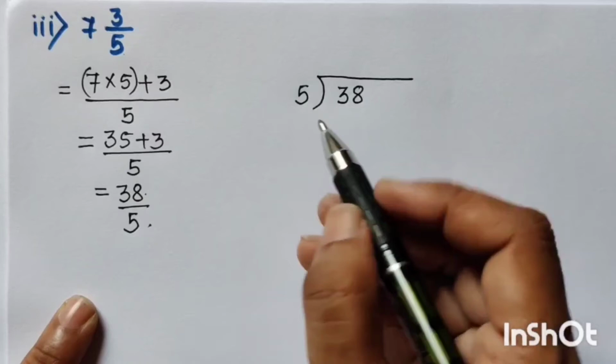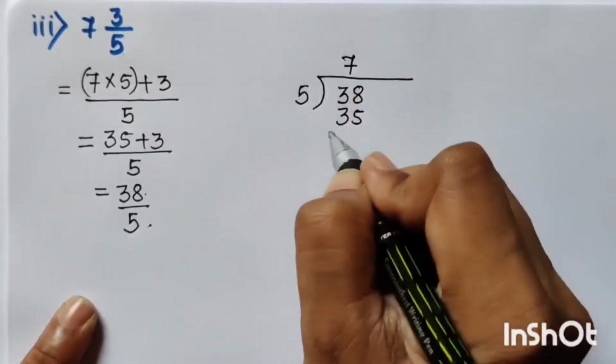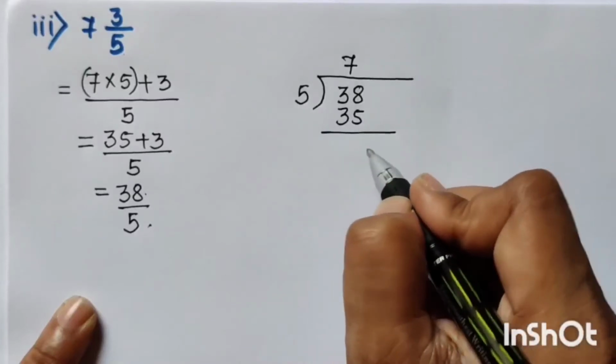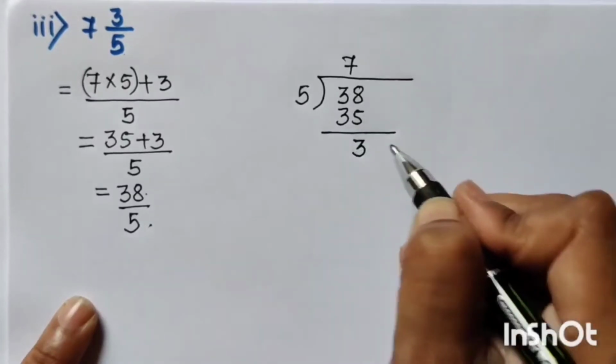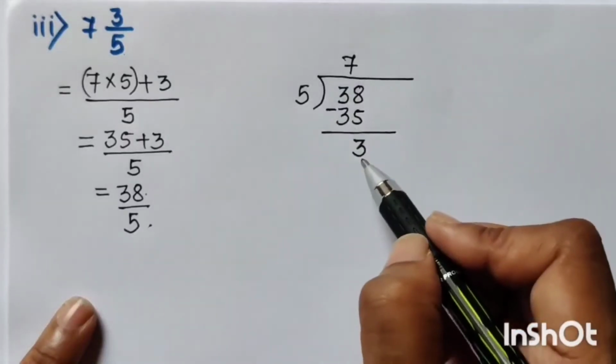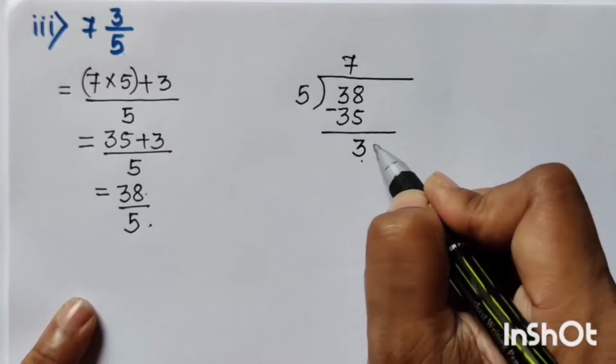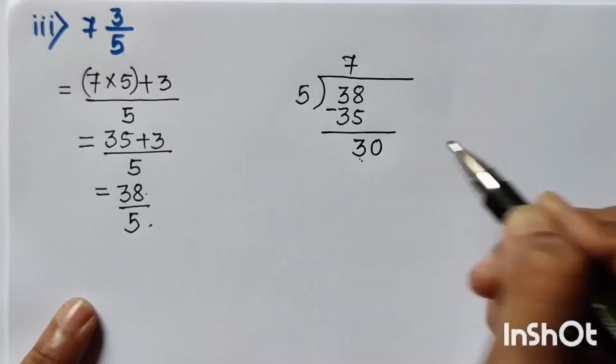Now divide. 5 7s are 35. 38 minus 35. Remainder is 3. Now 3 is smaller than 5. 3 is non-zero. We are not getting remainder 0. That means we have to put a 0 after this 3.